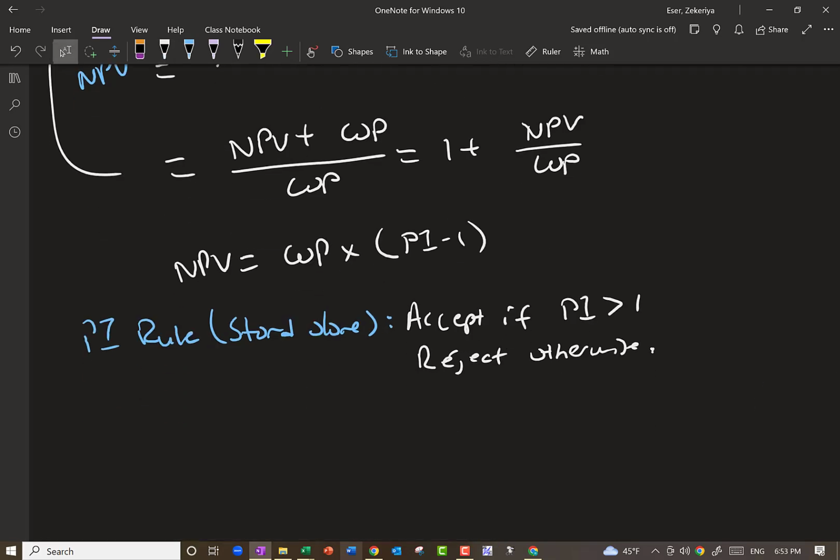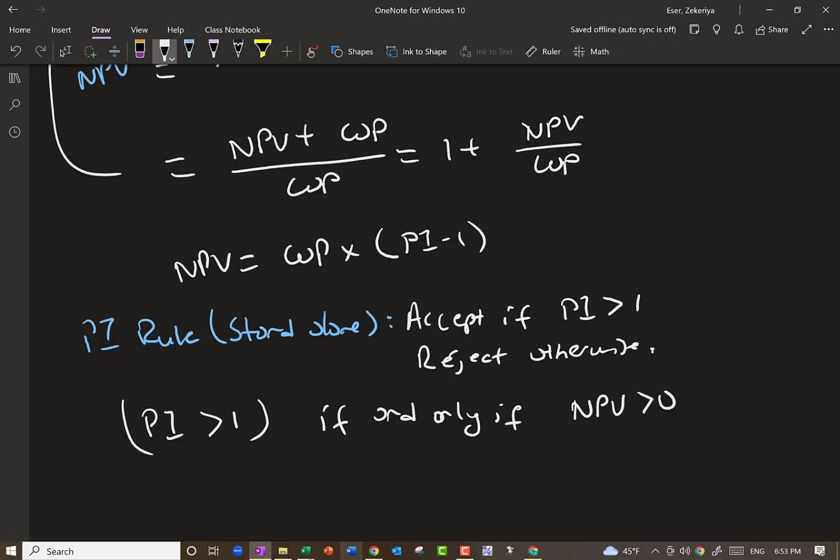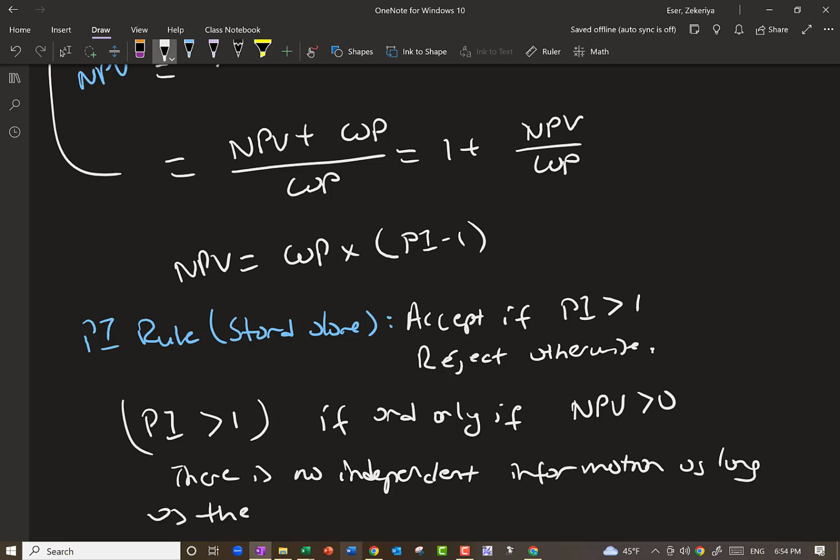By the way, you should prove yourself that PI is greater than 1 if and only if NPV is greater than 0. That's a logical statement that says if PI is greater than 1, NPV is positive, and if NPV is positive, PI is greater than 1. So there is no independent information, as long as the project is standalone.